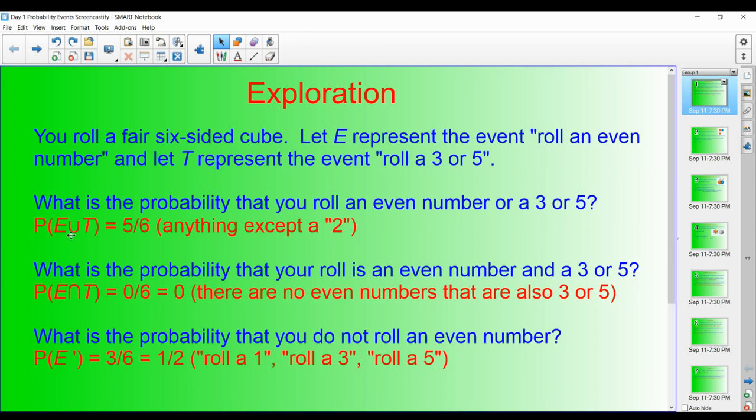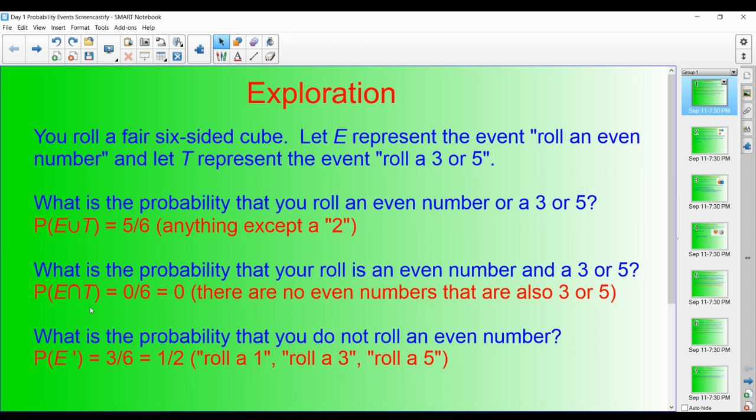Last semester we talked about the union. So if I roll a 3 or a 5, or I roll an even number, so even number or 3 or 5, as long as one of these events happens, it's considered a success. So the probability of E or T, at least one of those happening, is 5 out of 6. Any 2 is the only failure here.